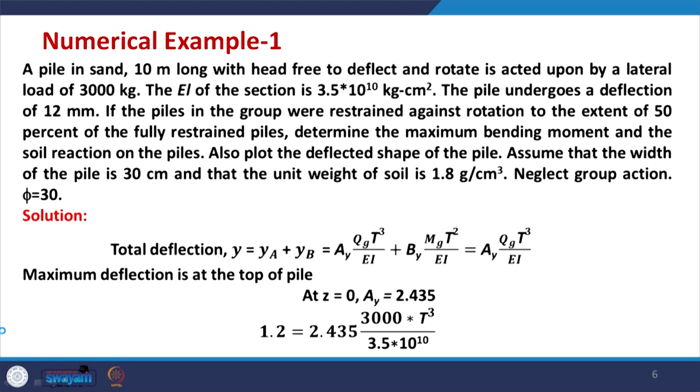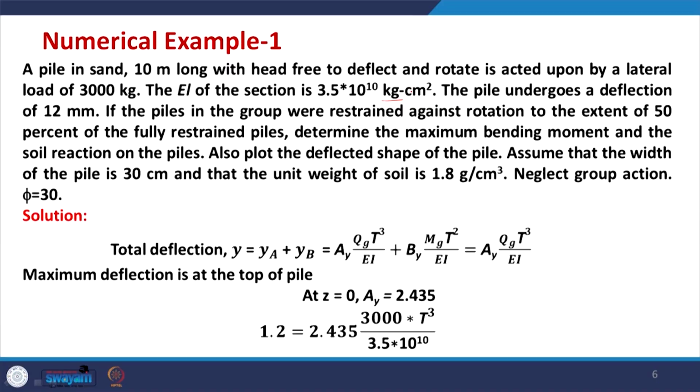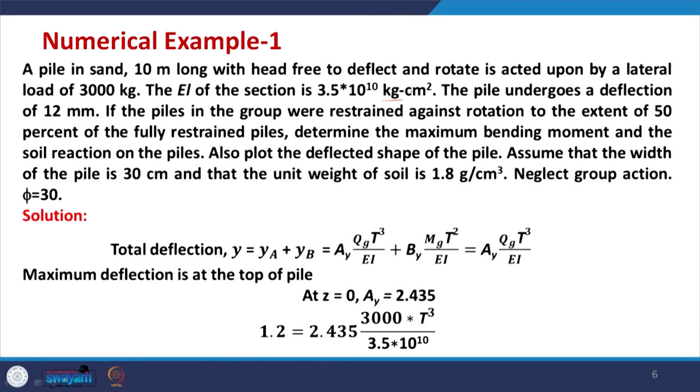As you know, when we write the value of force like in kg, that means they should be read as a kilogram force. The pile undergoes a deflection of 12 mm, that is the deflection given, and this deflection is naturally, if nothing is written, that means this is the deflection at the pile head, that is at the top, which is normally the maximum deflection. If the piles in the group were restrained against rotation to the extent of 50% of fully restrained piles, determine the maximum bending moment and the soil reaction on the piles.